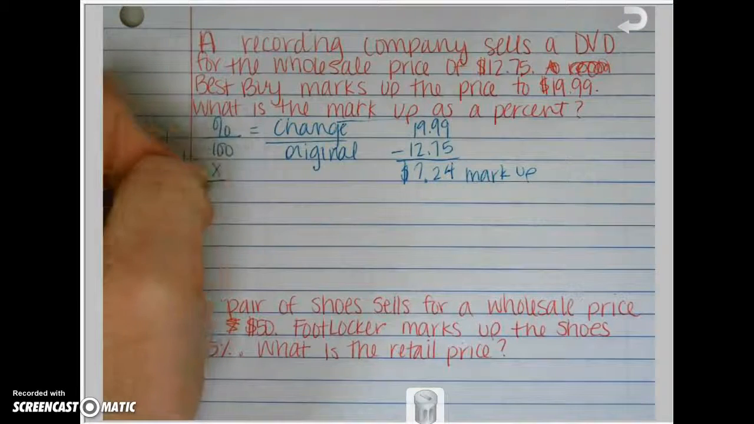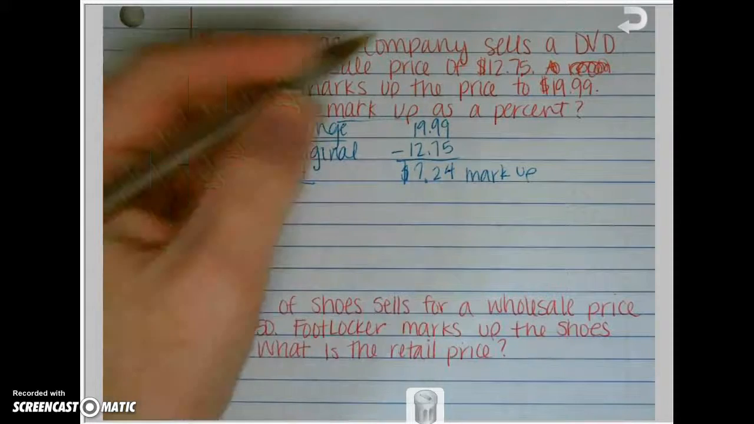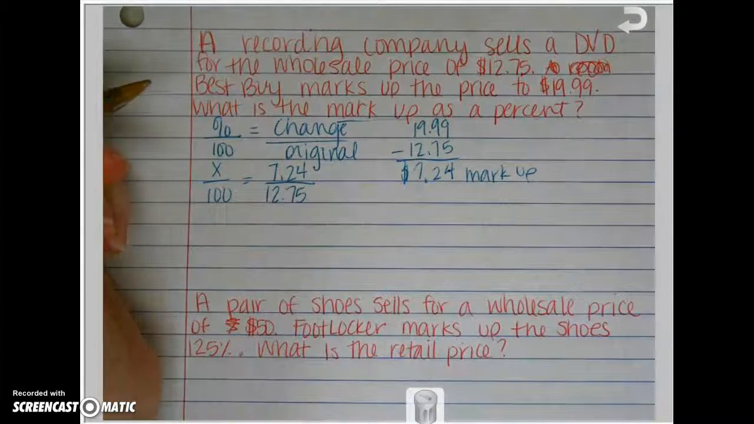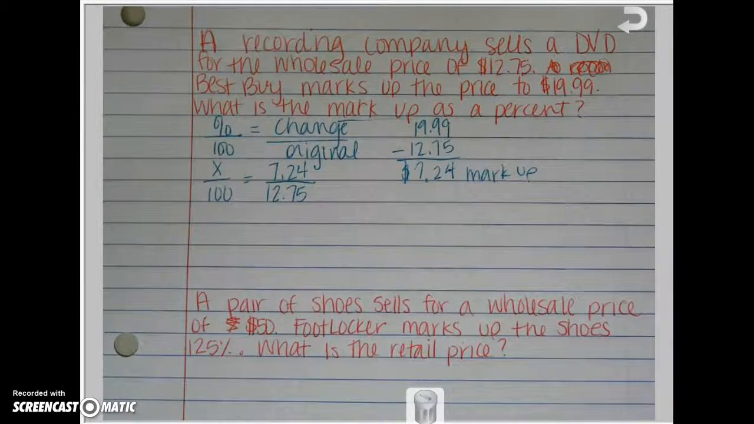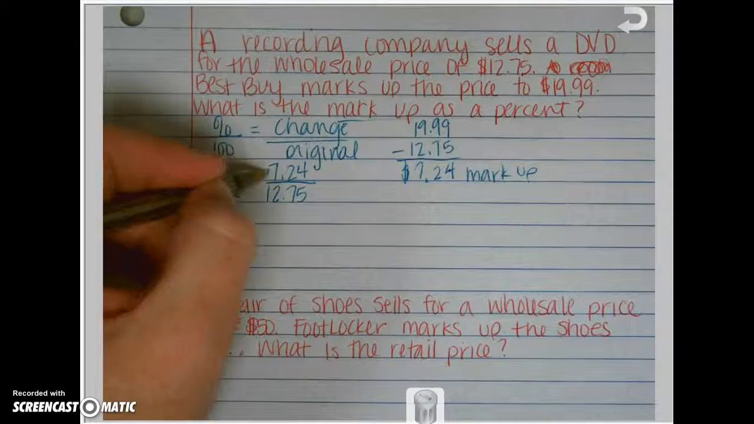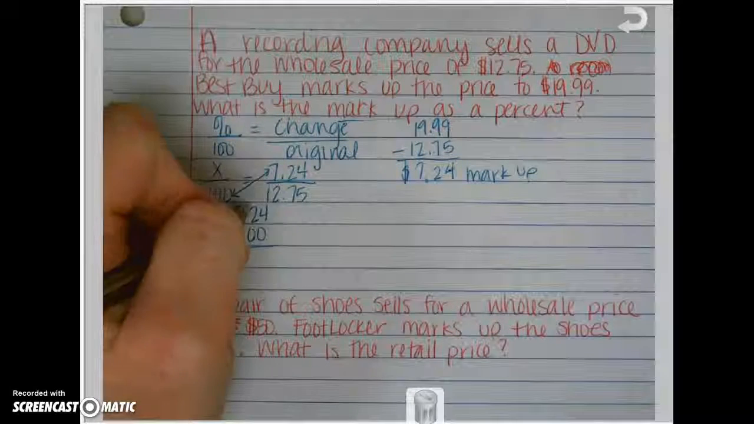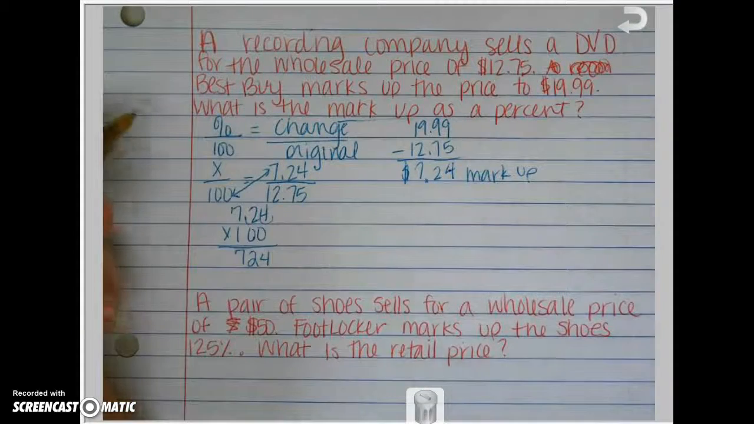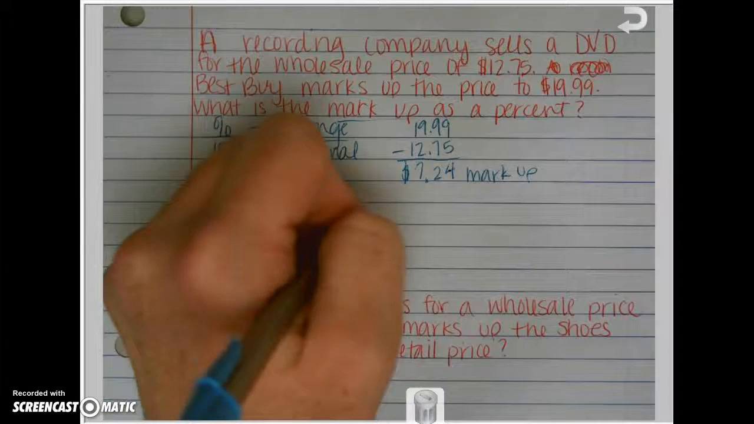So what percent is that out of 100? My markup was $7.24 over $12.75. Now $7.24 over $12.75, I don't think I can really simplify that. So what I'm going to do is multiply $7.24 times 100. When I multiply by 100, my decimal moves 2 times. So my answer is going to be 724. And I'm going to have to take 724 and divide it by $12.75.